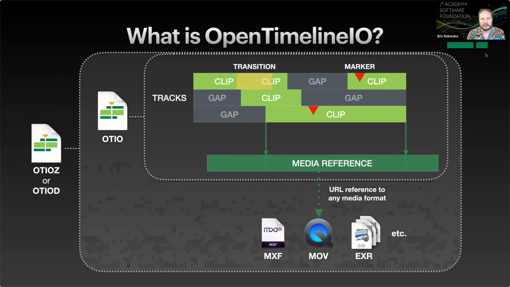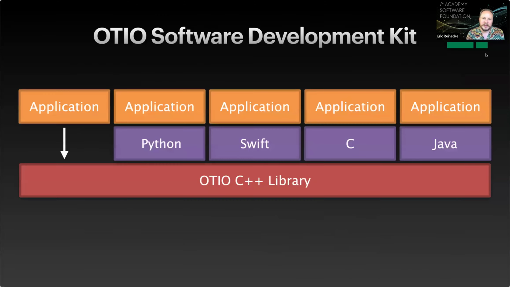OTIO-Z and OTIO-D bundle an OTIO and reference media into a single package. This makes it possible to keep the timeline and media together for delivery or archival without fear of anything getting lost or unlinked. OTIO's core is written in C++, and it includes language bindings for Python, Swift, C, and Java. This means that the same functionality is supported by all of those languages, and developers can use the languages that best suit their application.